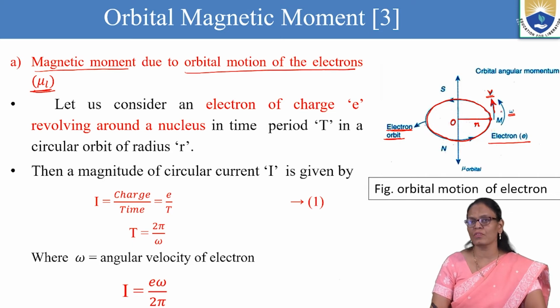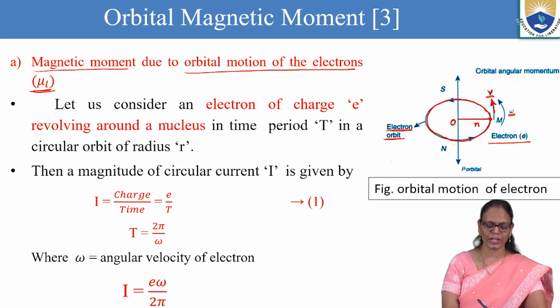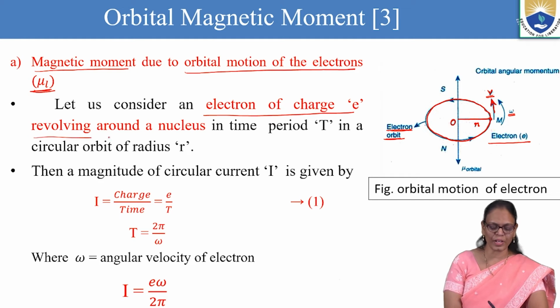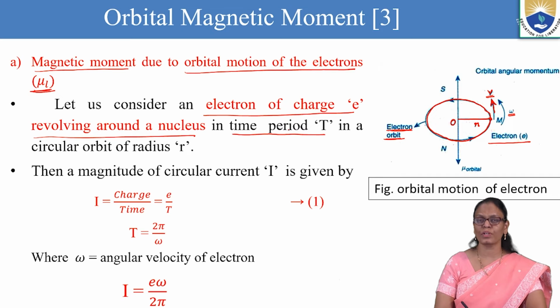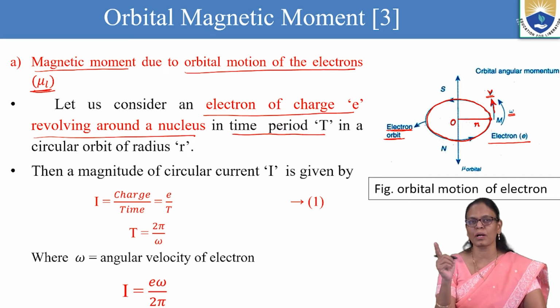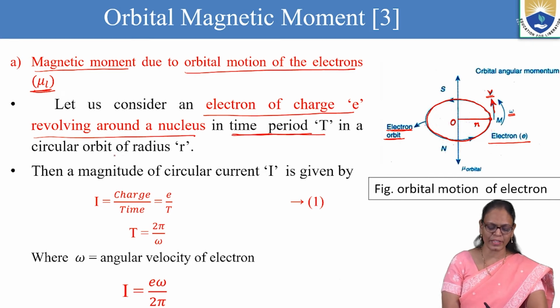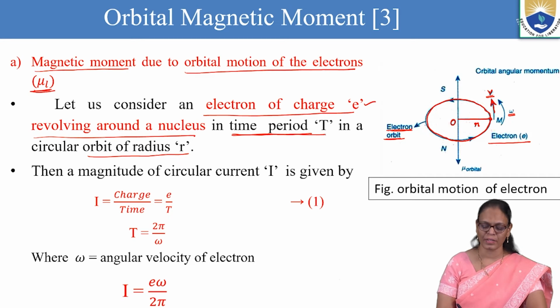Now, because of this, what happens? Whenever the electron is moving like this, it gives rise to closed current loops. So we are considering an electron of charge e revolving around the nucleus in a time period T. What is the time period here? It is the time taken by the electron to complete one rotation along one fixed orbit, and the radius of the orbit is r. So e is the charge, T is the time period, and r is the radius. Now we have to find the magnitude of the circular current. The basic formula for current I is charge upon time, so I is equal to e by T, and the time period T is equal to 2 pi by omega.